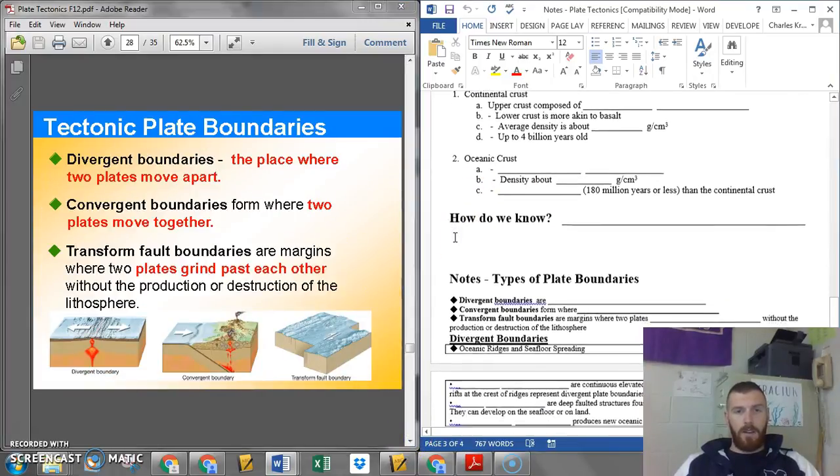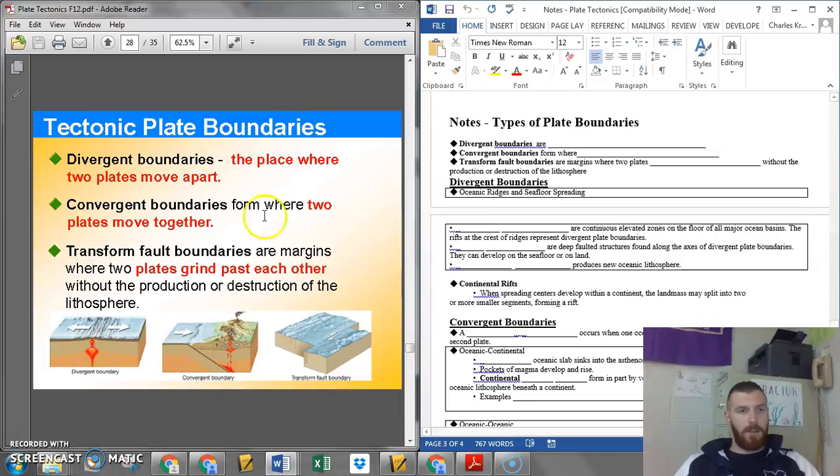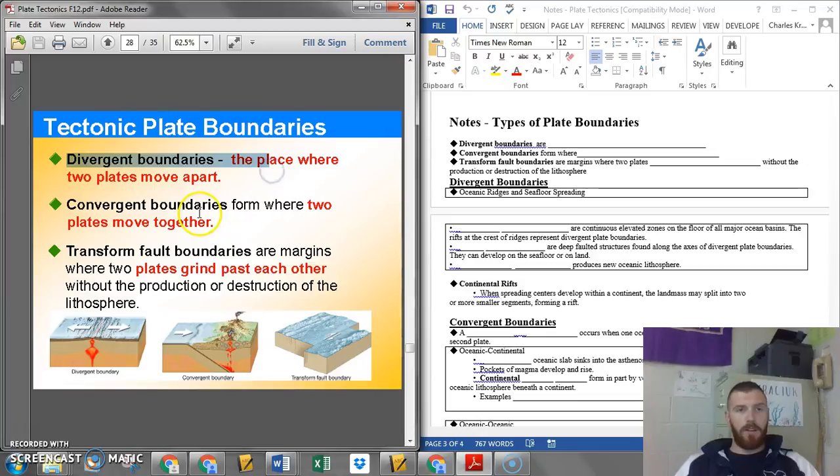So we'll get into plate tectonic boundaries now. We have divergent plate boundaries, which is essentially where the plates move apart, convergent, where two plates move together, and transform, where plates grind past each other without destruction of the lithosphere. I'll go over this in class, but I do this as a hand signal as well. So when your hands come together, that would be convergent. As they move apart, that's divergent. And as they move past each other, you can consider that transform or strike slip.